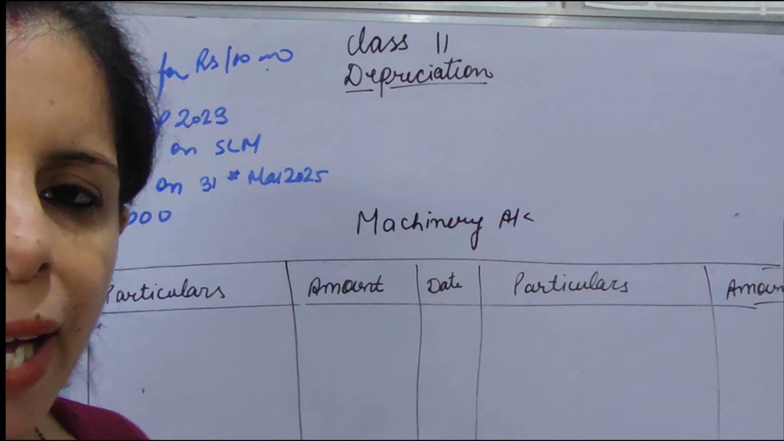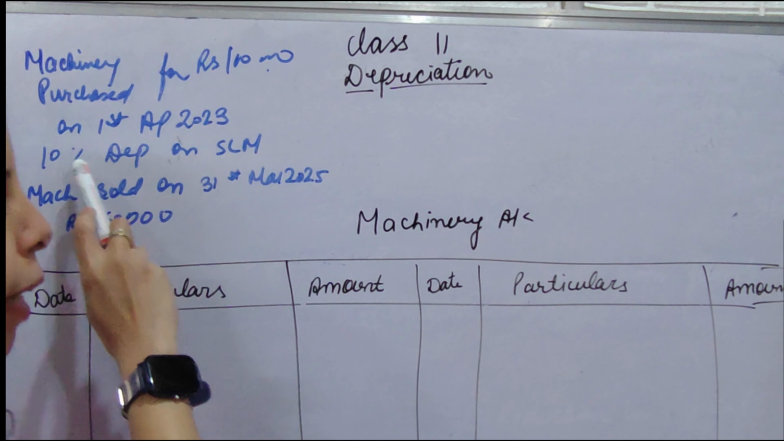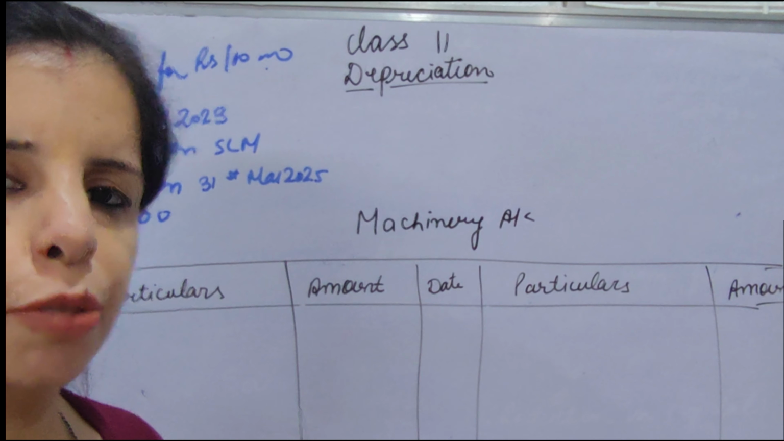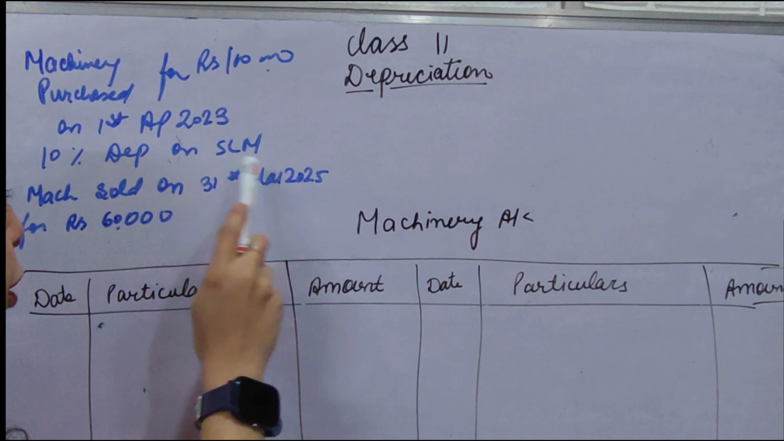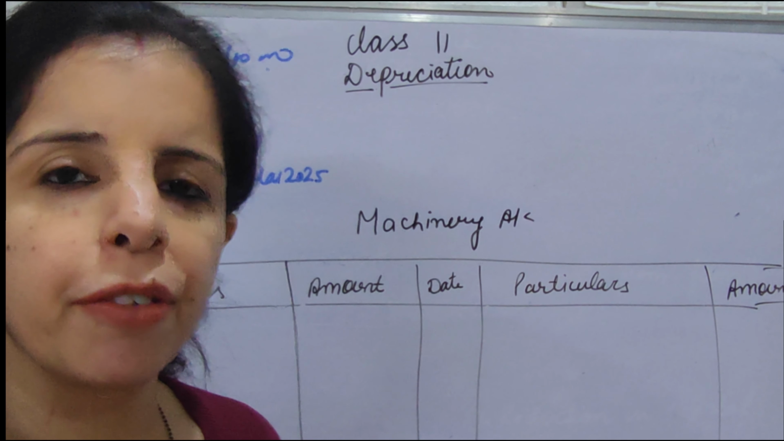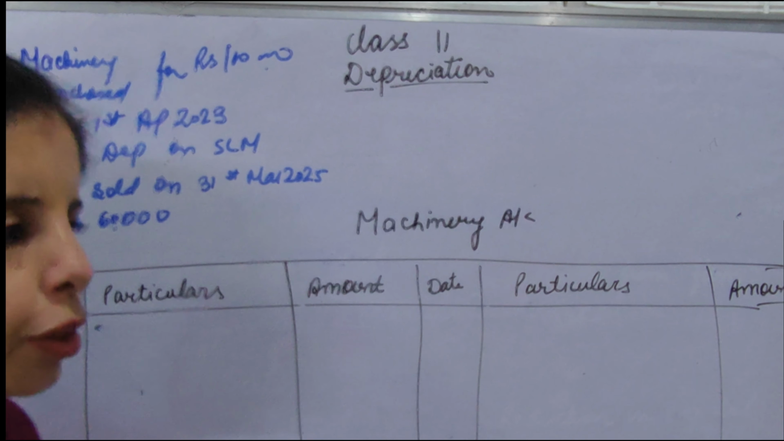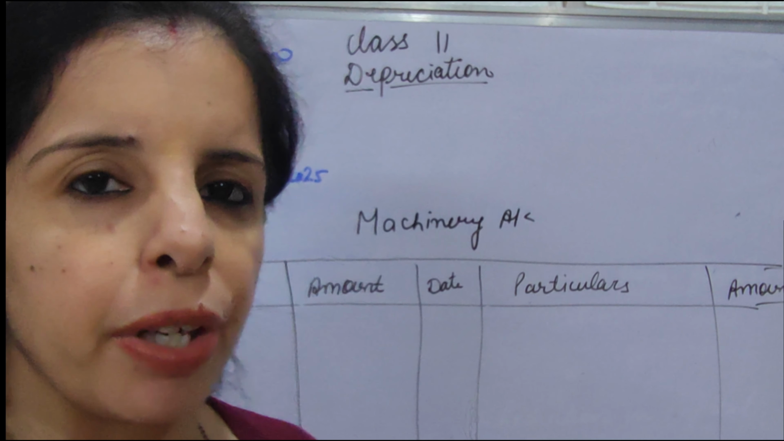Machinery is purchased for 1 lakh on 1st April 2023. 10% depreciation is charged as per straight line method, and the same machinery was sold on 31st March 2025 for rupees 60,000. We are asked to prepare the machinery account.